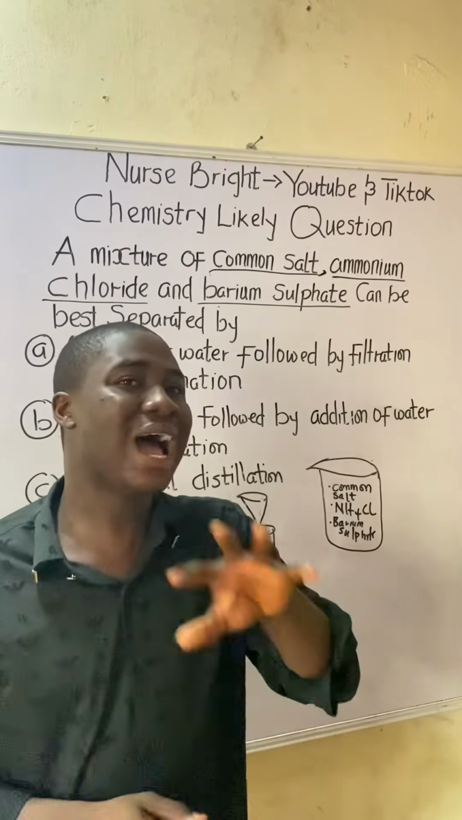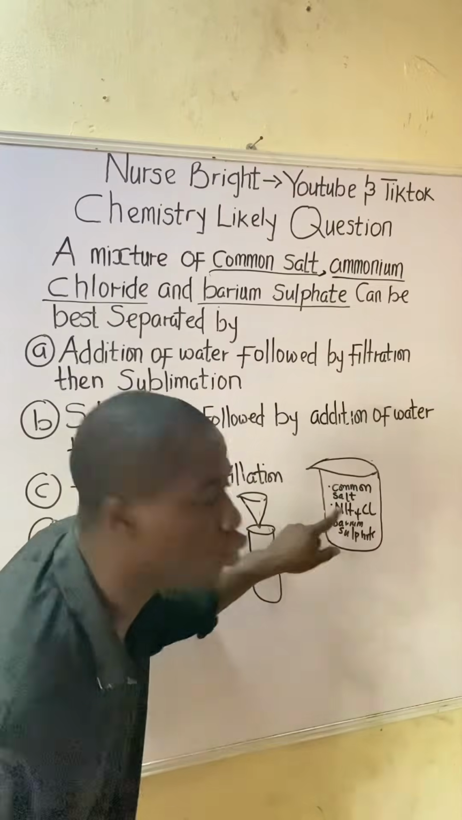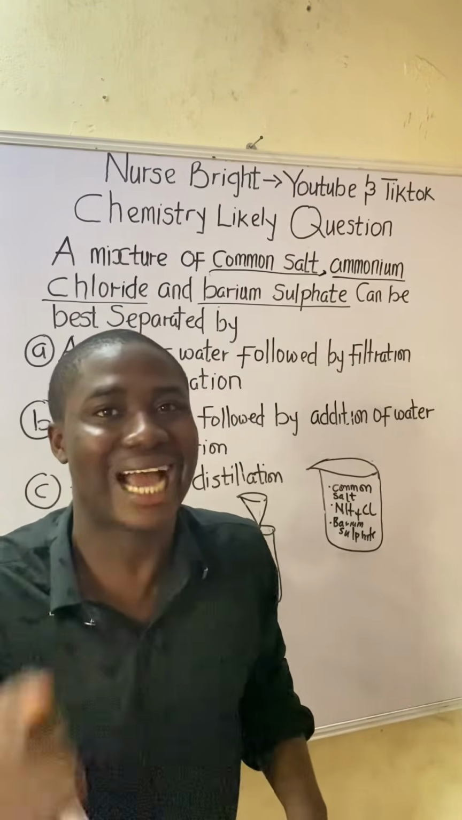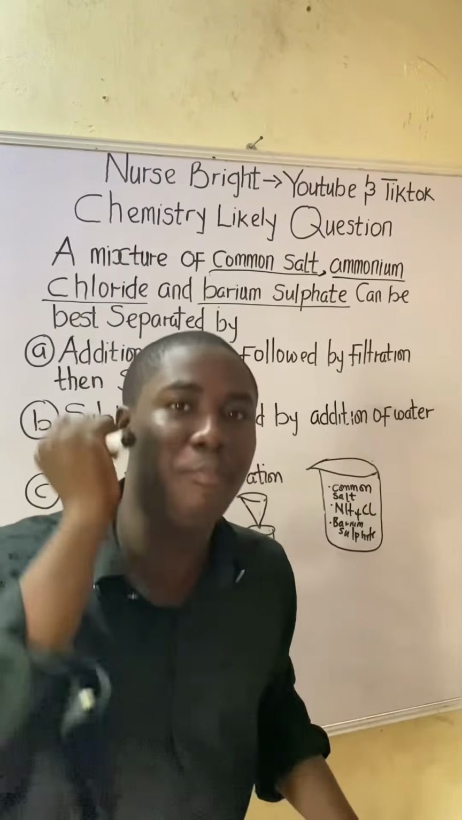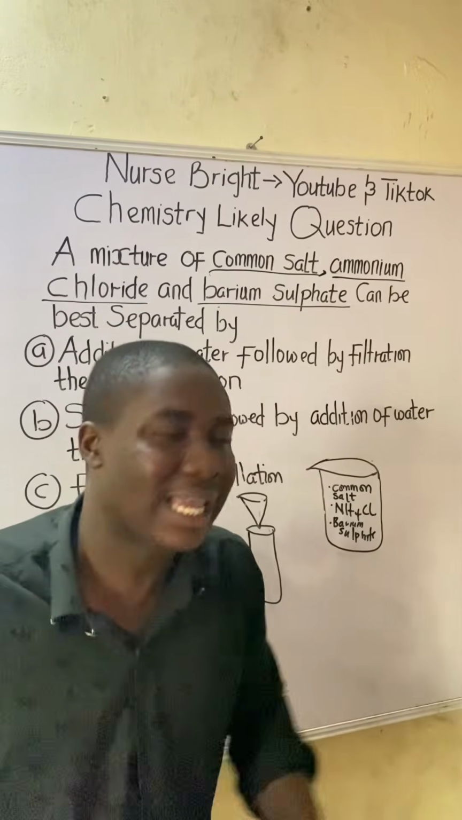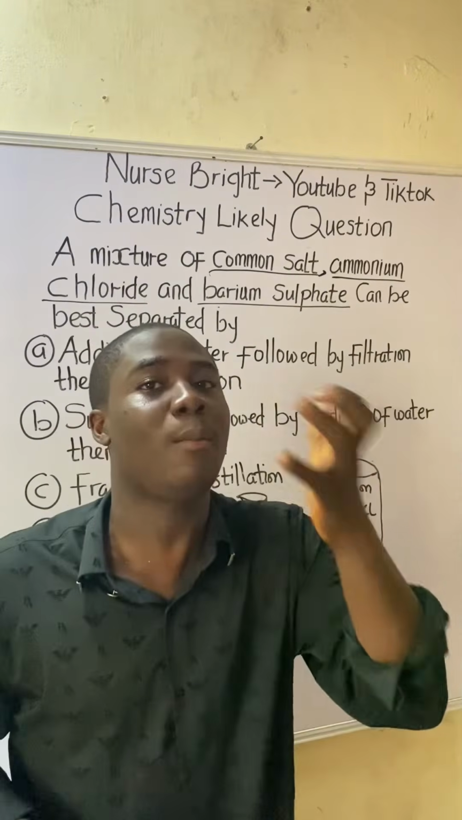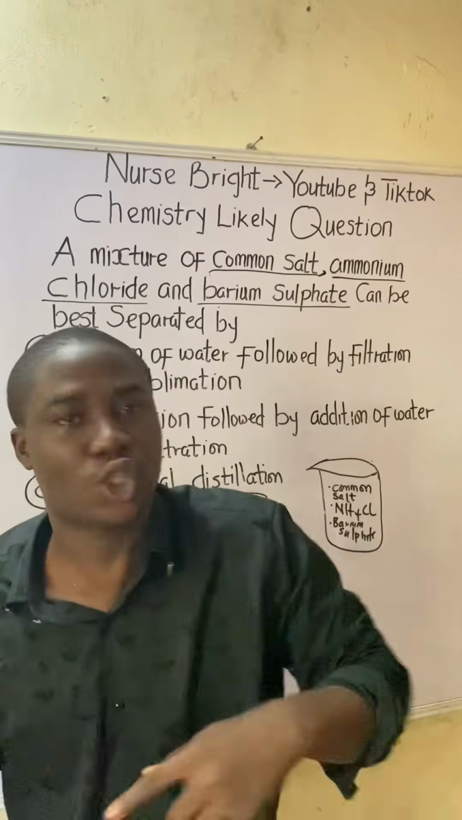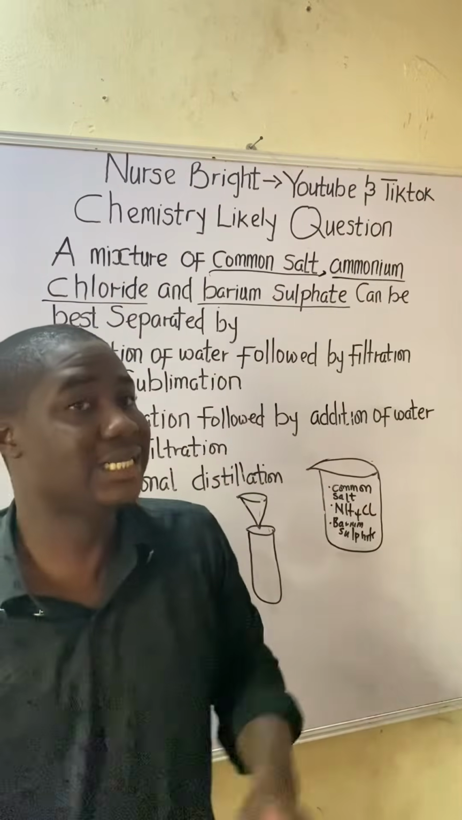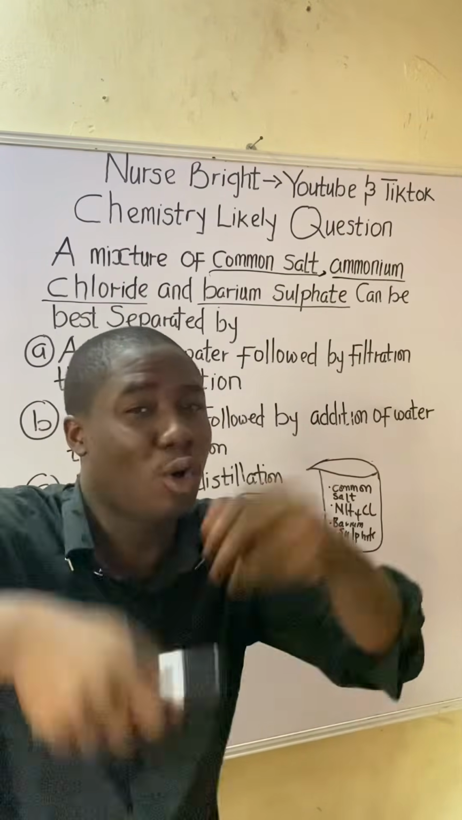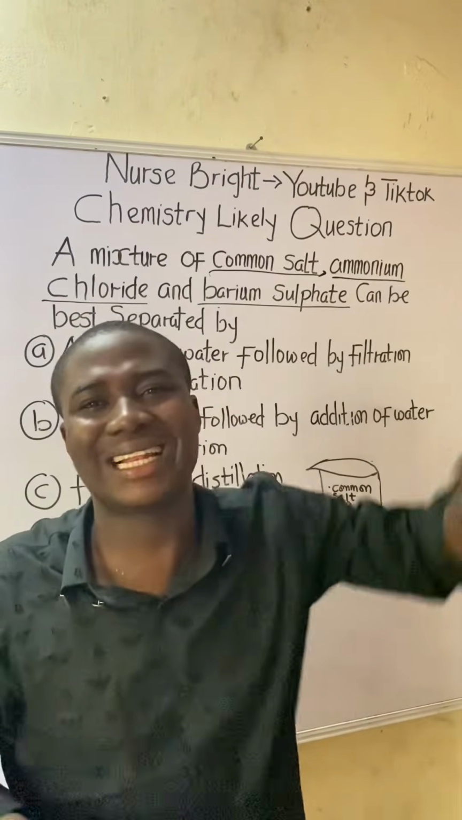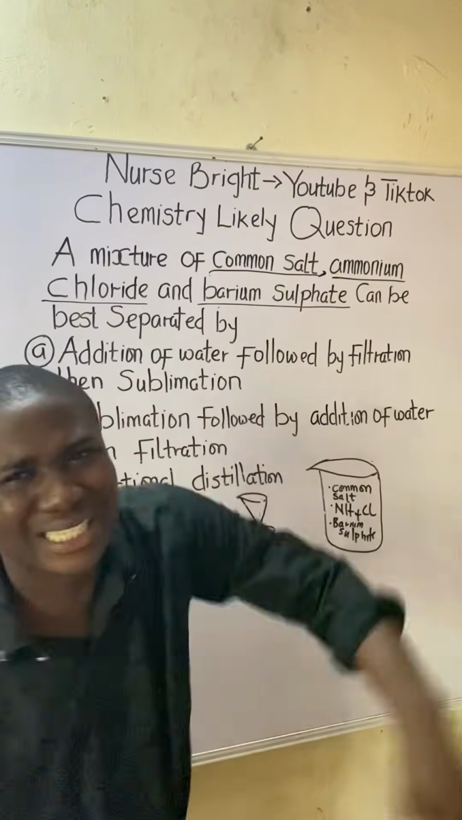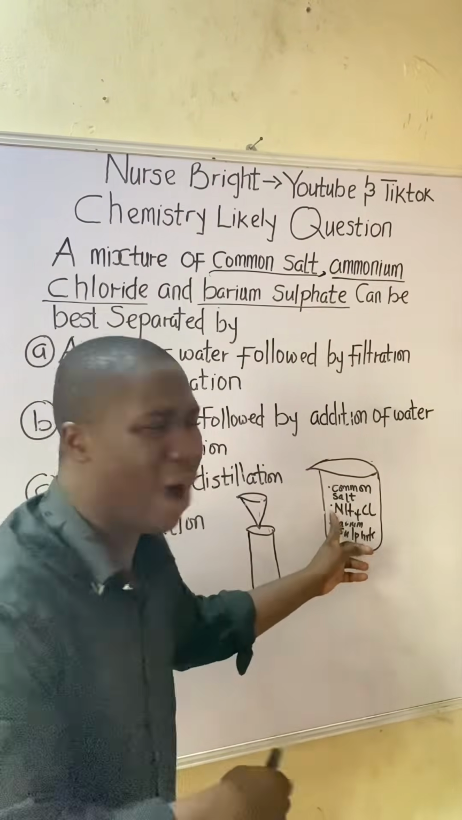Do you understand? And now we have to note something about ammonium chloride. Ammonium chloride is a substance that can sublime. The best separation technique used to separate ammonium chloride from any other substance is sublimation, because this ammonium chloride is a solid. So if it undergoes sublimation, it goes directly into gaseous state. Do you understand? Now we've added water by changing the phase of ammonium chloride.